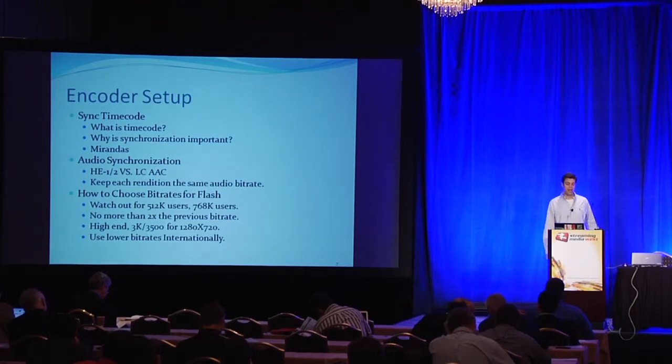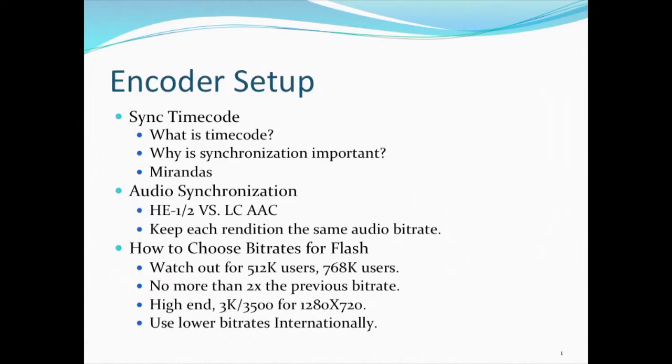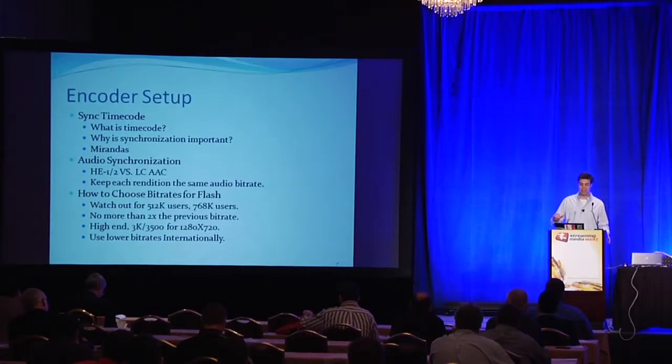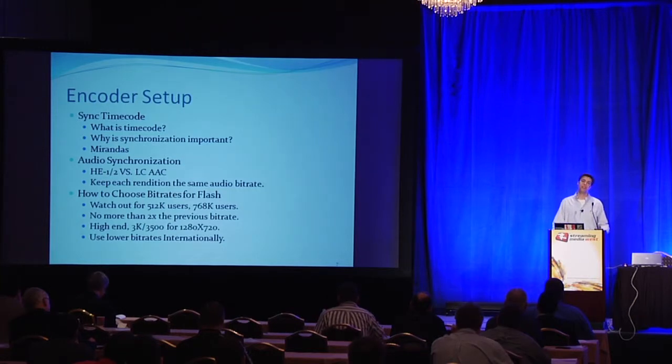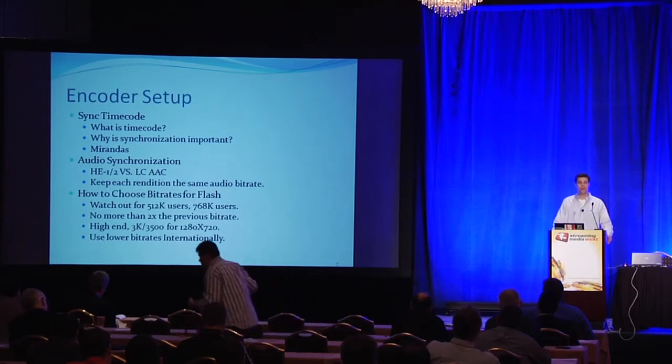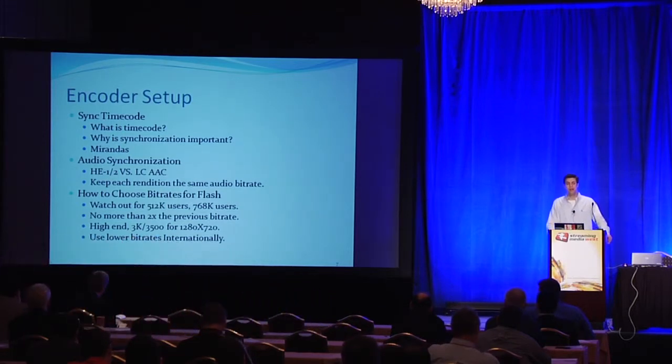Choosing bit rates for Flash. I say to watch out for the 512K users and the 768K users. These are the people whose internet bandwidth maxes out at 512K down or 768 down. We used to have a 450K rendition in our on-demand, and we lowered that to 400K because we found that a lot of people with the 512 can't play a 450, but they could play a 400. And also, we found that the people trying to watch a 750 from a 768 really couldn't watch it, but that 700 seemed to be okay for them.